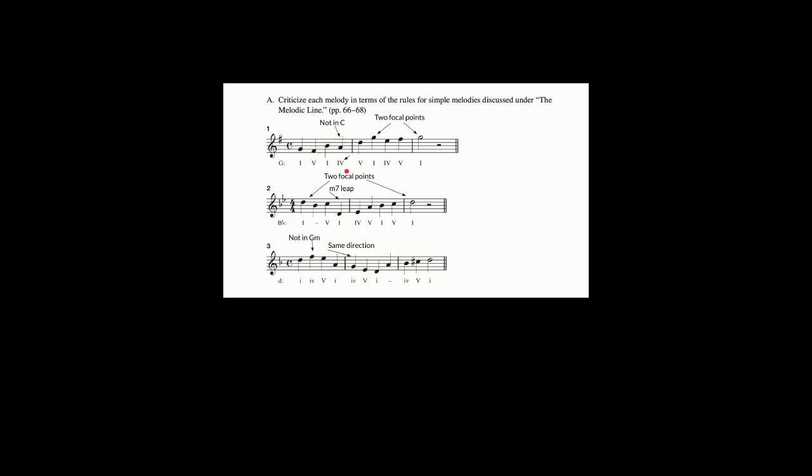So, yeah, like previously mentioned, A is not in the C major chord. There's 2 focal points, which you do not want. Over here, you have 2 focal points. Minor 7th leap down. This is not in G minor. And then this just keeps going in the same direction down. So yeah.